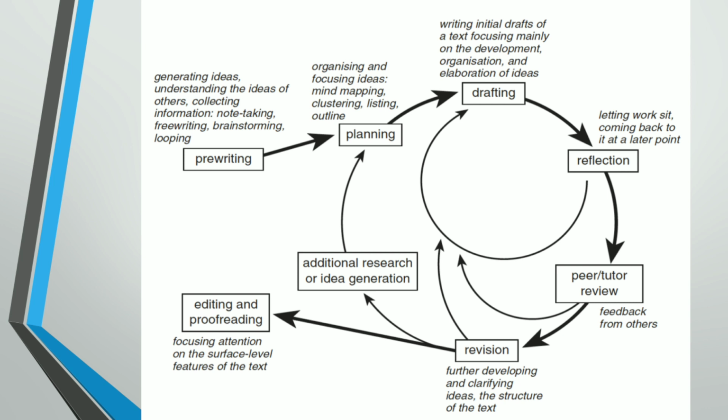In planning, organizing and focusing ideas, mind mapping, clustering, listing, outline. In drafting, writing initial drafts of a text focusing mainly on the development, organization, and elaboration of ideas. In reflection, letting work sit, coming back to it at a later point. Peer tutor review. Feedback from others. In revision, further developing and clarifying ideas, the structure of the text. In editing and proofreading, focusing attention on the surface level features of the text.